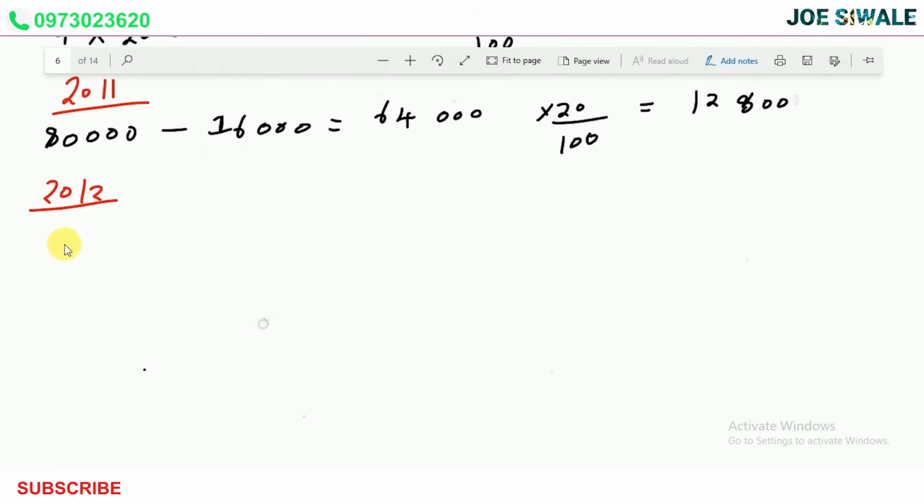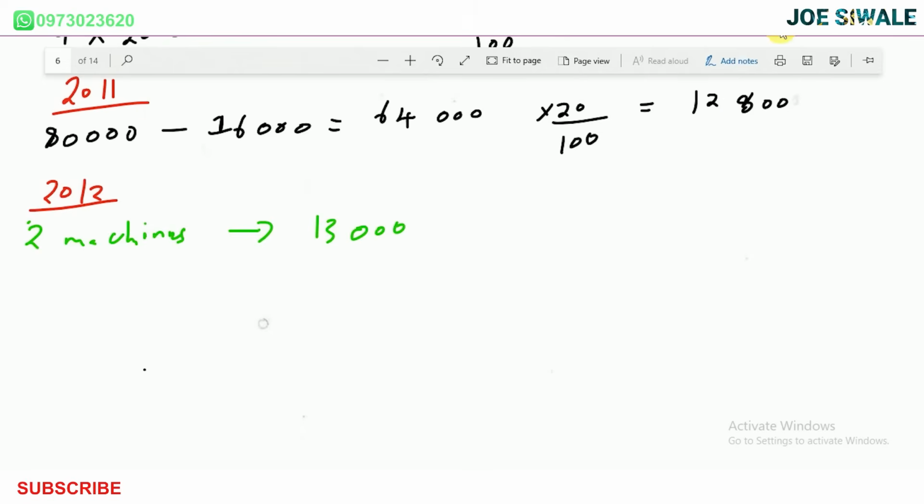So in the year 2012, two of the machines were sold at 13,000. So we can say two machines were sold for 13,000.